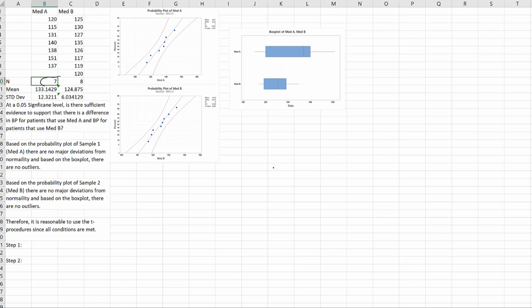So as you can see, this sample right here, size is 7. This sample right here is size 8. So there's a difference in their sample sizes. So that's one clear indication that we're in a two-sample independent problem.